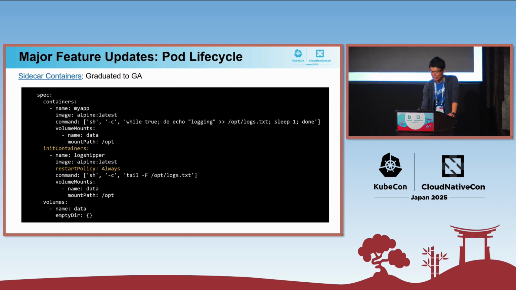The other major update is sidecar containers. This feature graduated to GA. Sidecar containers are also called restartable init containers. Literally, you can configure sidecar containers as init containers whose restart policy is Always. A sidecar container is started before regular containers, and it is stopped after regular containers. So in this example, the sidecar container can collect all logs from the regular container throughout its lifetime.